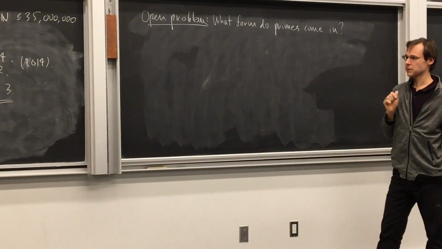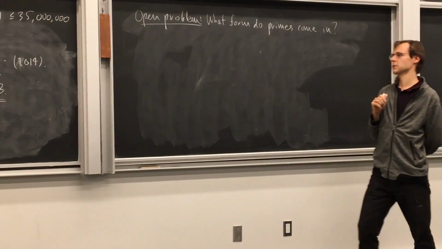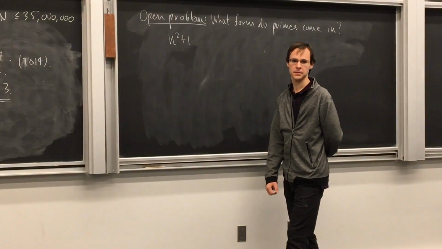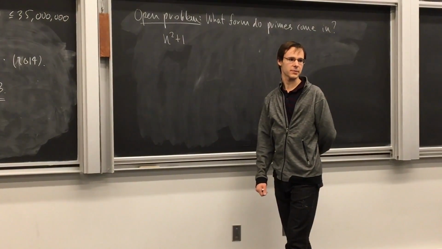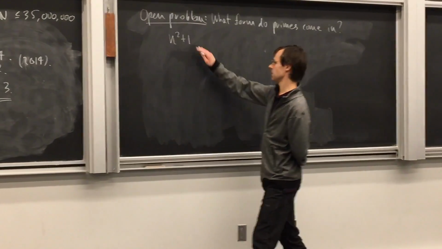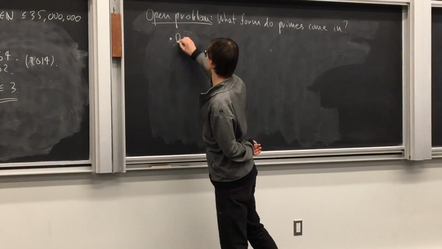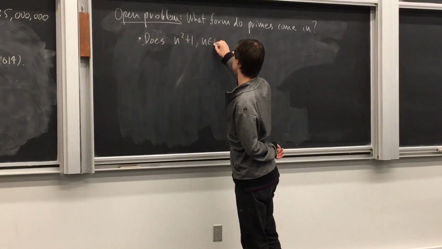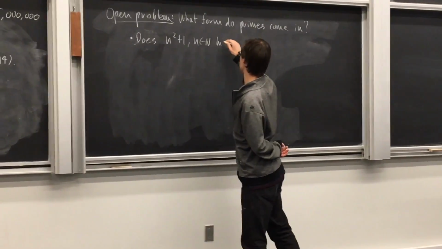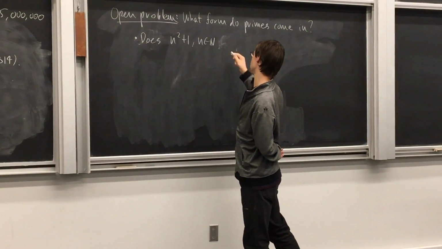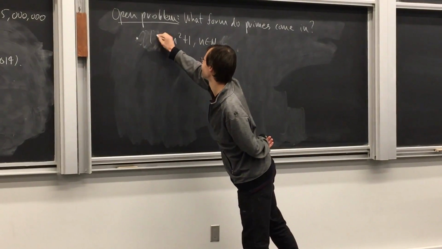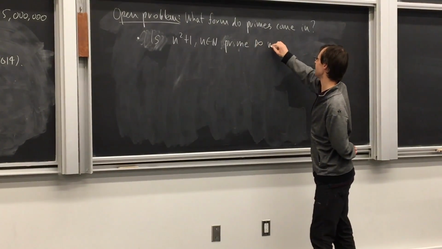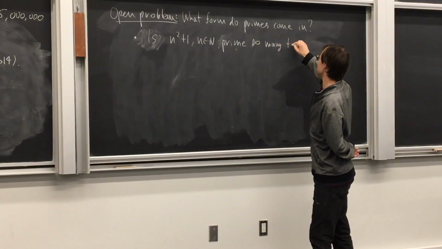Okay? So suppose we choose a function, like n squared plus 1, a polynomial in n. Does that polynomial hit infinitely many primes? That's an open problem. Does n squared plus 1, when n is a natural number, equal a prime infinitely many times?